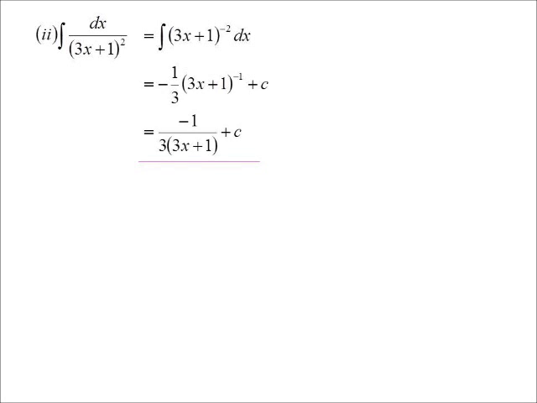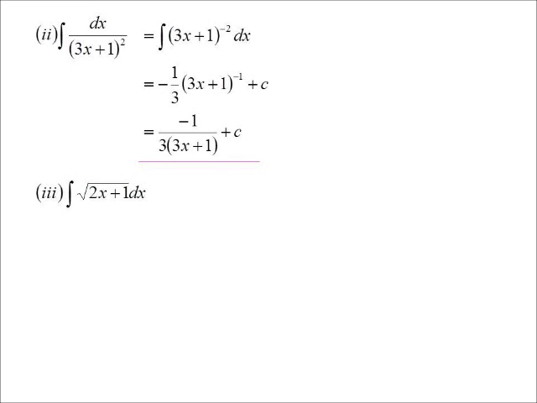It's really useful for something like this: dx over (3x plus 1) all squared. Got to change it to index form. Well, how would I expand (3x plus 1) to the power of negative 2? Well, I can't do it even if I wanted to. But because it is a linear function, I can deal with it. Add 1 to the power over the power, but on the bottom of the fraction, I'm also multiplying by 3. So I don't just get negative 1, I get negative a third.